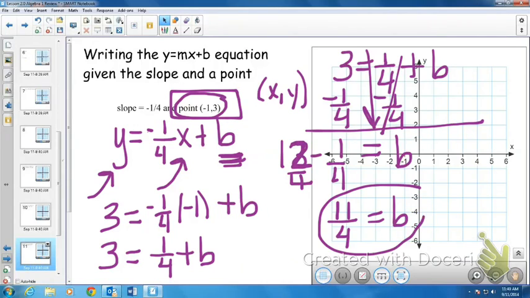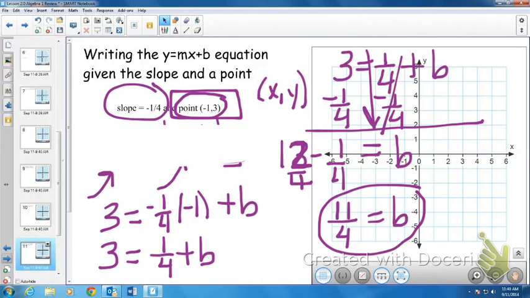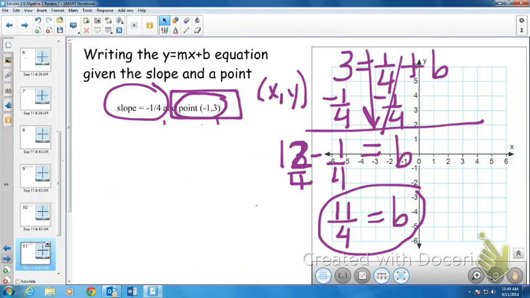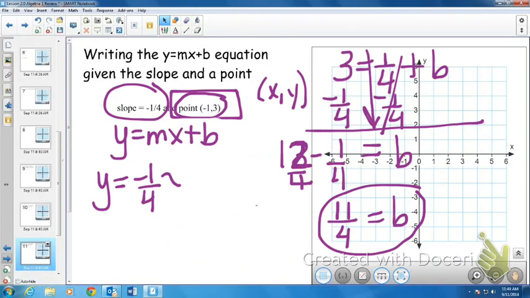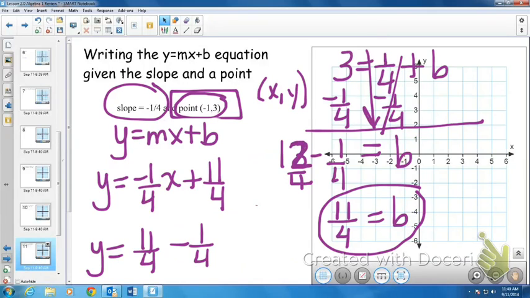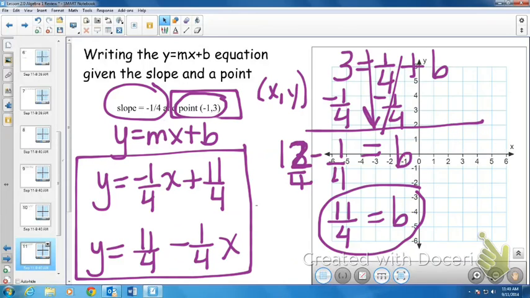So now I know my y-intercept and I know my slope. I can write the equation of the line in slope-intercept form. So my equation for my line in y equals mx plus b, or slope-intercept form, is y equals the slope, negative 1/4, times x, plus my y-intercept, 11/4. Or again, we could write this as 11/4 minus 1/4 x. Either form is perfectly acceptable for slope-intercept form.